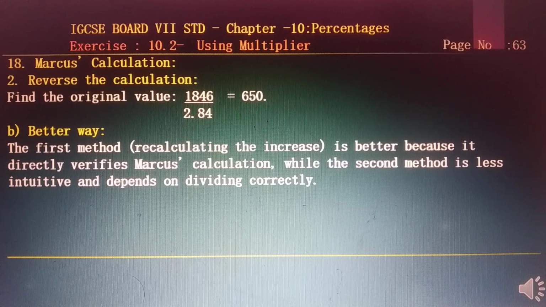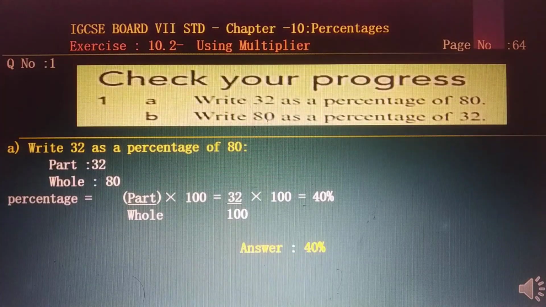The better way is the first method. Recalculating the increase is better because it directly verifies the marker's calculations, while the second method is less intuitive. It depends on dividing correctly.